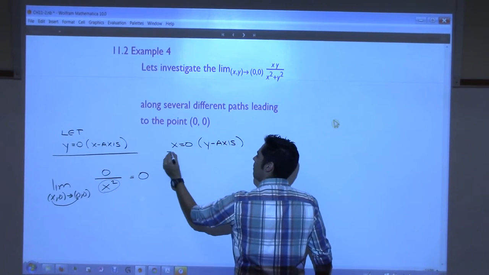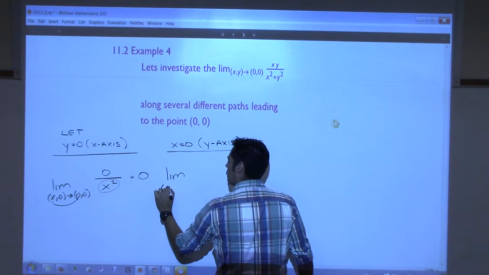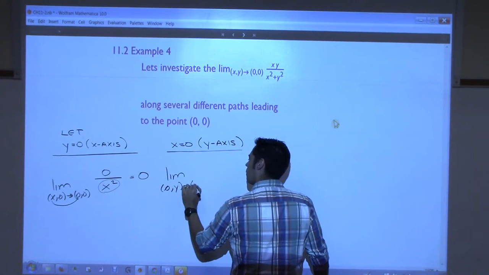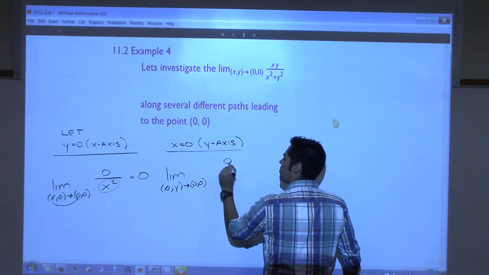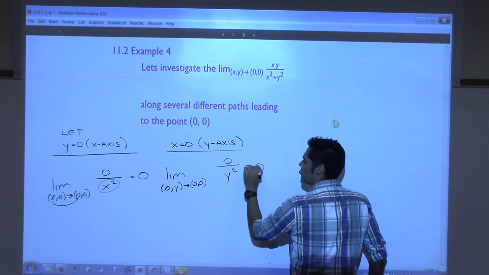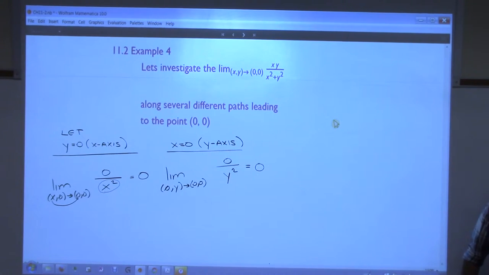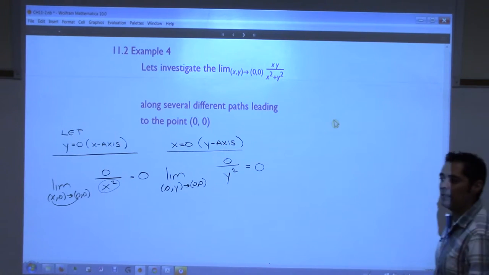Now, similarly, if we come in along the y-axis, let x be 0. Do y'all see what's going to happen? You're going to get 0 again. But 0 over what this time? y squared. You get the same answer. So does that mean that the limit is 0? No. It means that along those two paths, the same thing's happening.